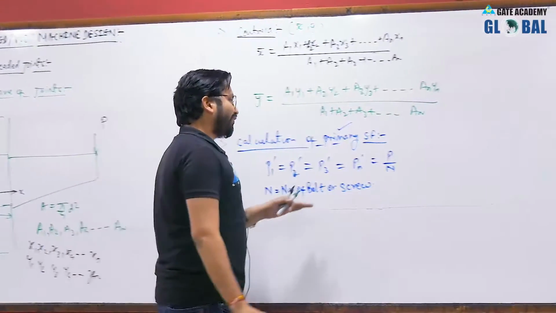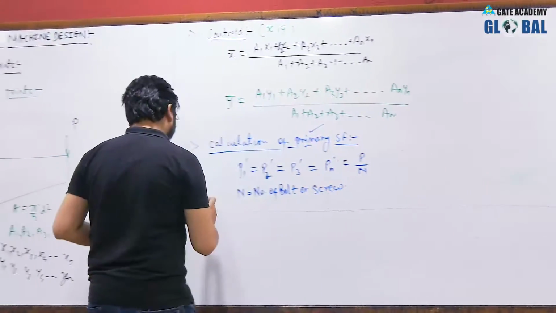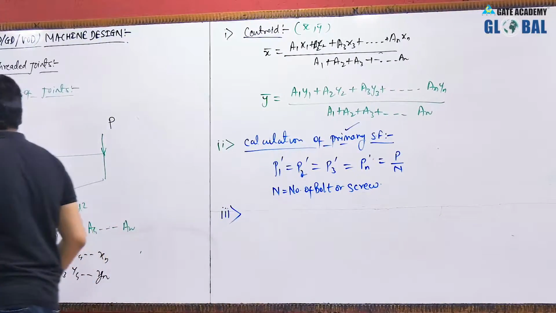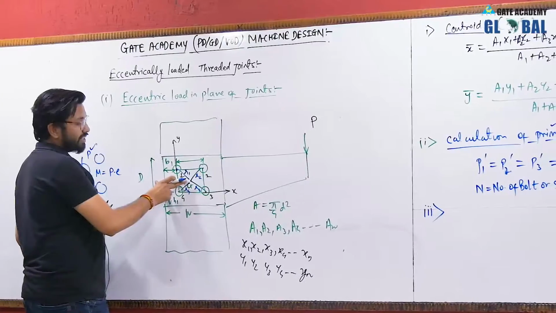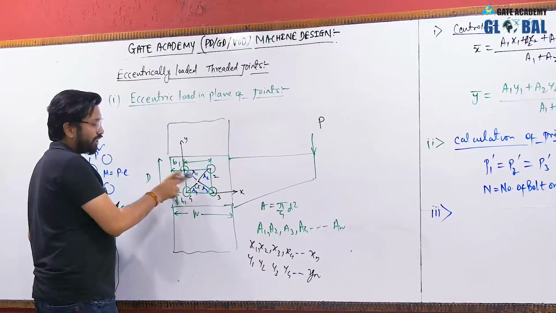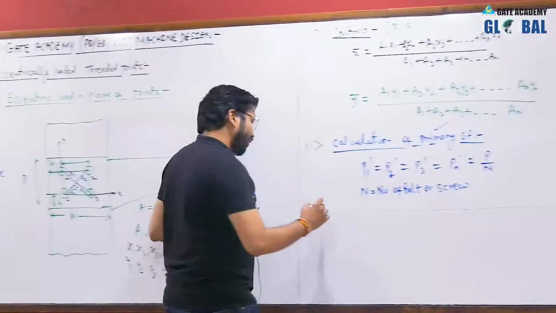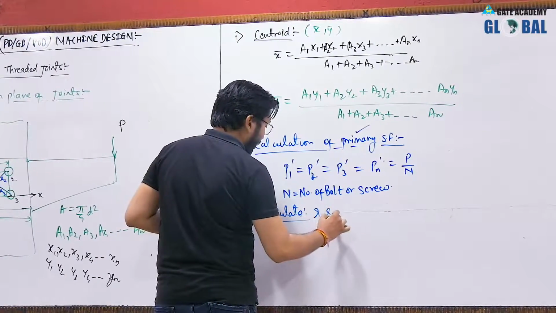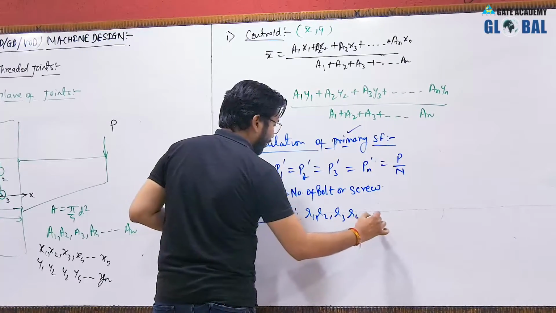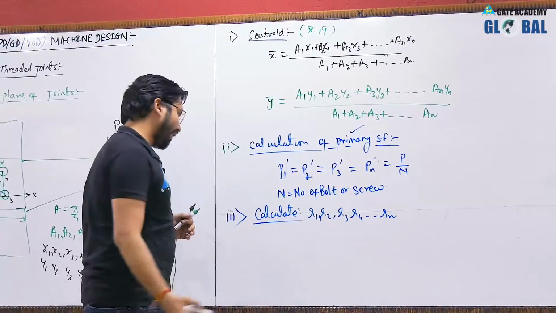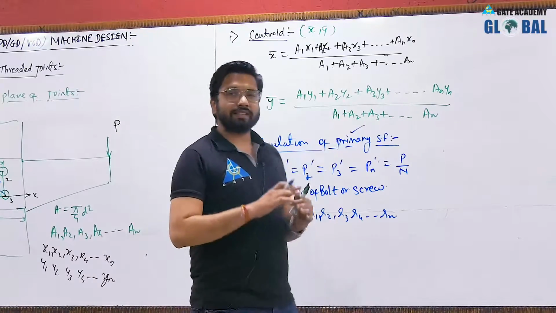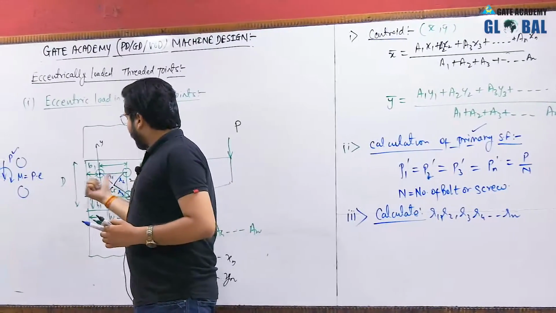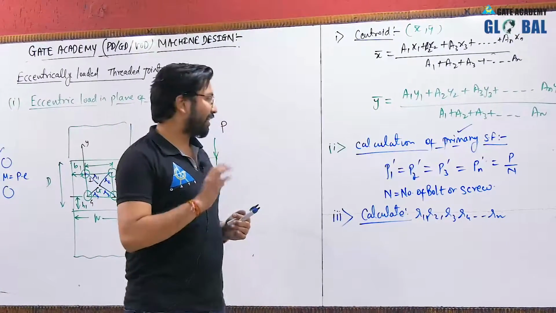Now using this we can find out the primary shear force. Now we have to calculate the secondary shear force. Before calculating the secondary shear force, we must calculate the radial distance of the bolt with respect to the centroid. So we will calculate R1, R2, R3, R4 up to Rn, where n is the number of bolts. Now this can be calculated using simple analysis, simple trigonometrical analysis, in order to calculate R1, R2, R3 and the different radial distances.